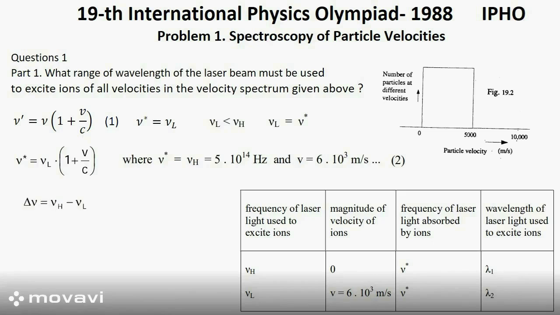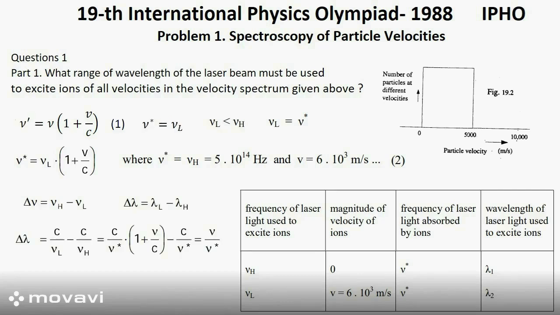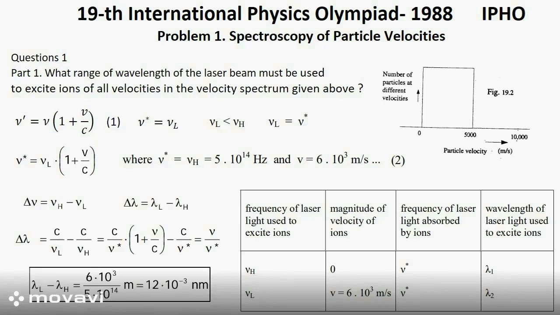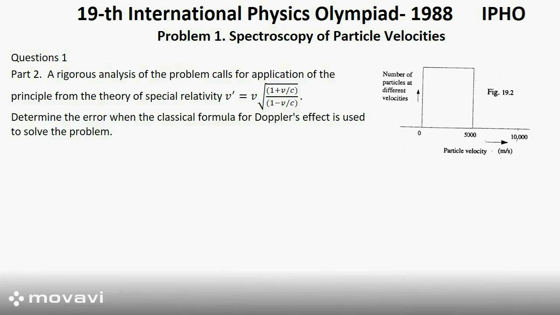The difference in the values of the frequency absorbed by the stationary ion and the ion moving with the velocity v: delta nu equals nu H minus nu L. The difference in the values of the wavelengths absorbed by the stationary ion and the ion moving with the velocity v: delta lambda equals lambda L minus lambda H, which, using formula 2, we have v over nu star. Higher frequency implies shorter wavelength, and in this case we have lambda L minus lambda H equals 12 times 10 to the power negative 3 nanometers. This is the solution to question 1 part 1.